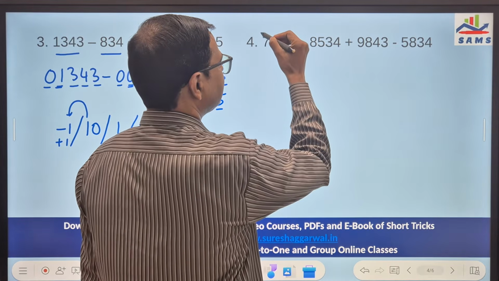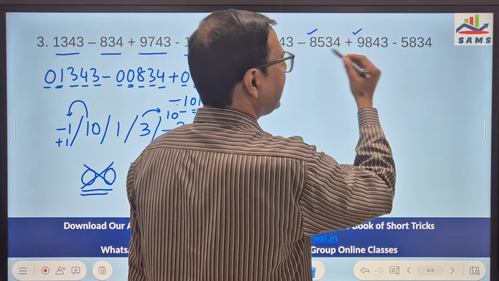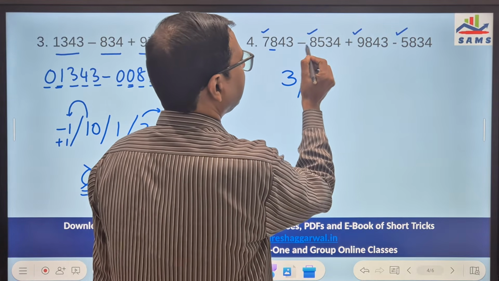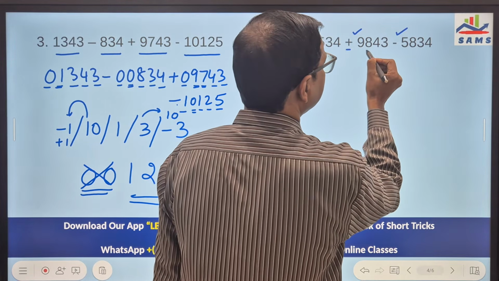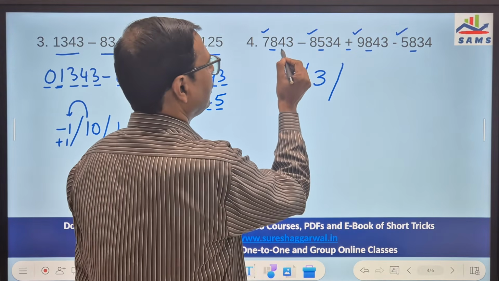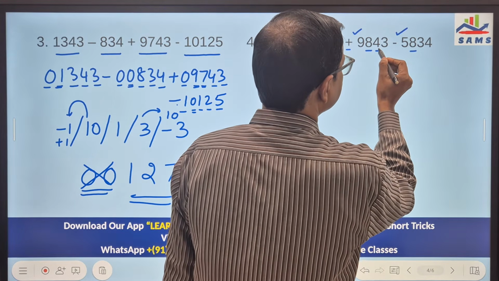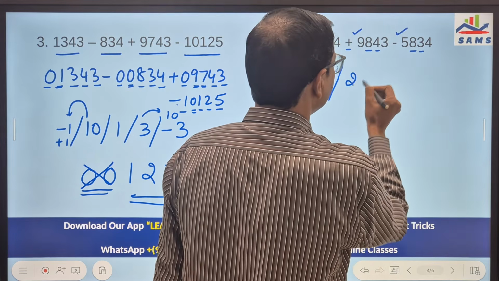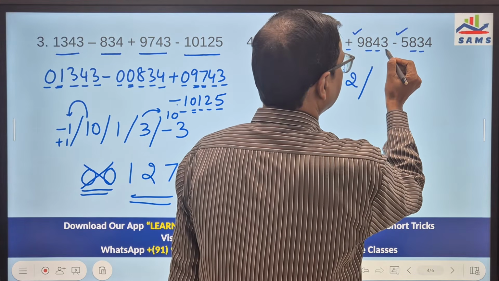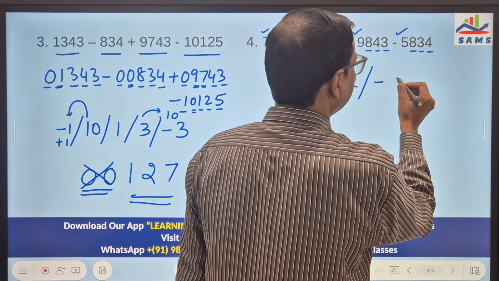So let's start with the first digit. 7 minus 8 is minus 1. Minus 1 plus 9 is 8. 8 minus 5 is 3. 3 plus 8, 11. 11 minus 8, 3. And then 4 minus 3 is 1. 1 plus 4 is 5. 5 minus 3 is 2. And finally 3 minus 4 is minus 1. Minus 1 plus 3 is 2. 2 minus 4 is minus 2.